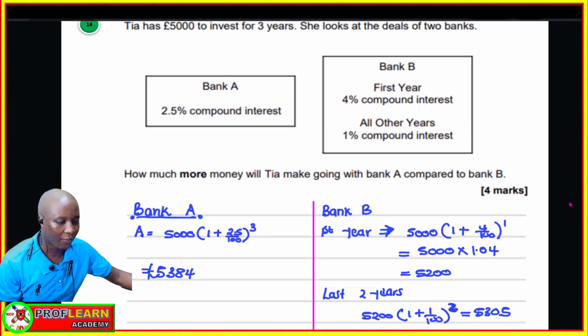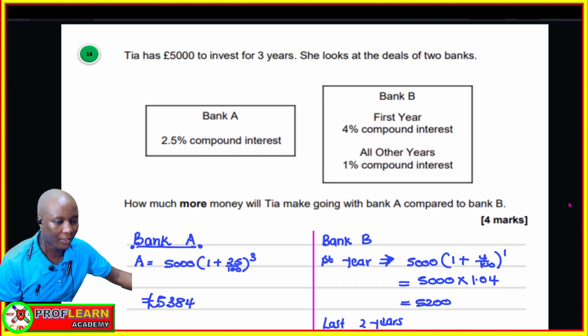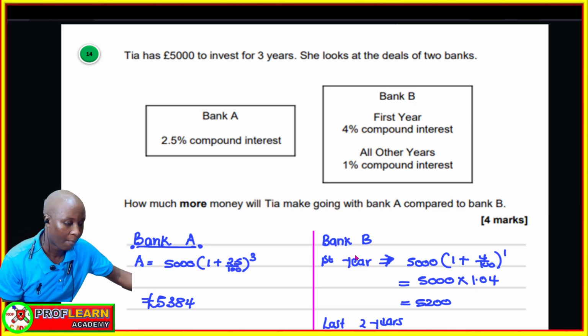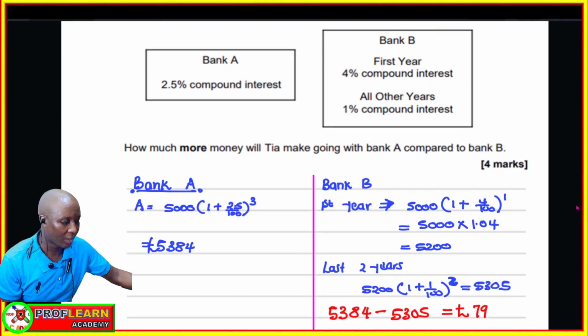You can be told, like for instance, here we are told that Tia has £5,000 which she invests for 3 years. Then we have two banks. The first bank, the amount can be invested at 2.5% compound interest for the 3 years. Bank B, we have 4% interest for the first year and 1% compound interest for all the other years. So you can see for bank A, you are going to take 5,000 times 1 plus 2.5 over 100 raised to power 3. Then you get the total value directly. But for bank B, you'll do the first year at that rate. You get this value that you'll have here.